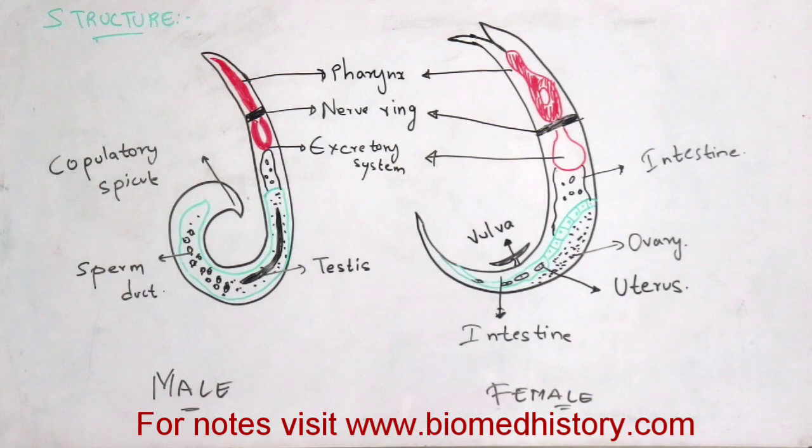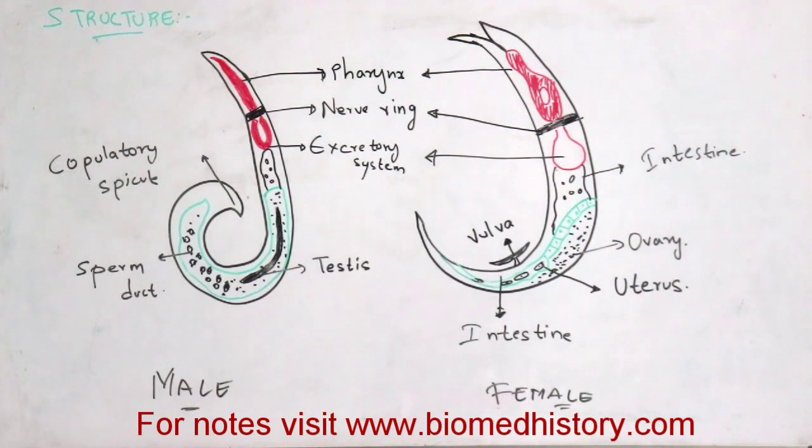In the male roundworm, in the part of the testis, there is a sperm duct, and in the sperm duct the formation of sperms takes place. In the female roundworm, within the ovary, formation of eggs takes place, and the eggs formed in the ovary are sent to the uterus. This is the uterus, where eggs are laid, and from the uterus they come out through the anus. Now let us see the structure of the male and female roundworm.